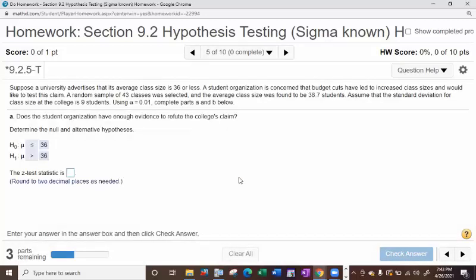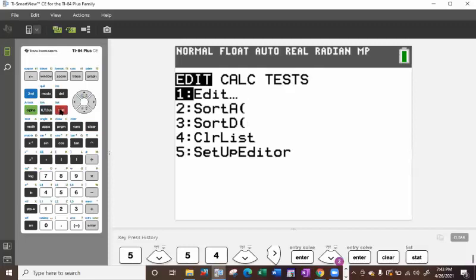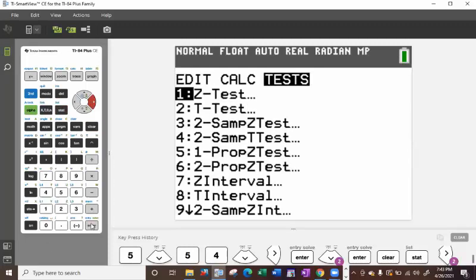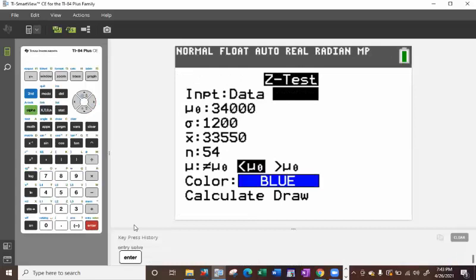Z-test statistic. Well, I'm going to go right to the calculator here. I figure that's the way we've been doing things. I'm guessing by this point it's probably the same set of attendees here. So, the few, the proud, the Marines.